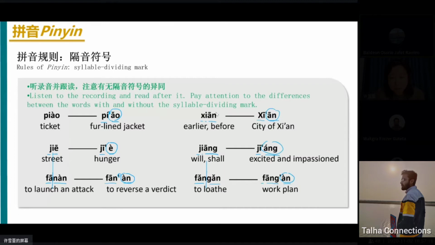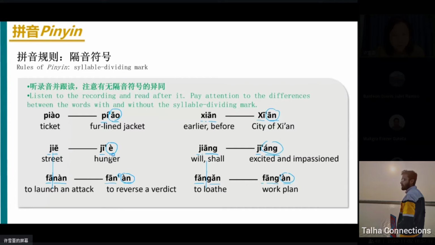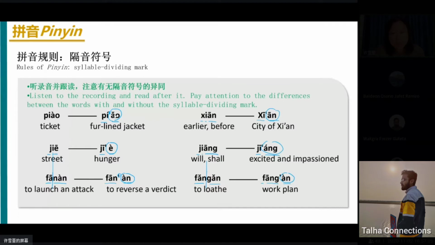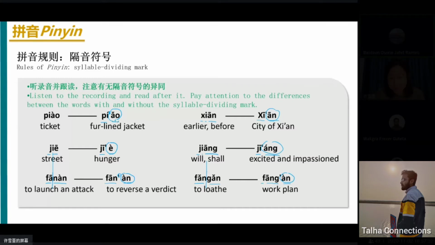Final mark. Yeah. Let me think. Usually, I think in most cases, yeah. After the dividing mark, yeah, it is a final. Ao, an, ang. Yeah. Yes.